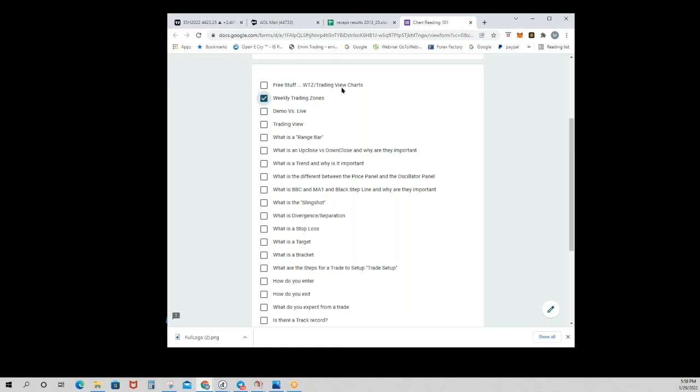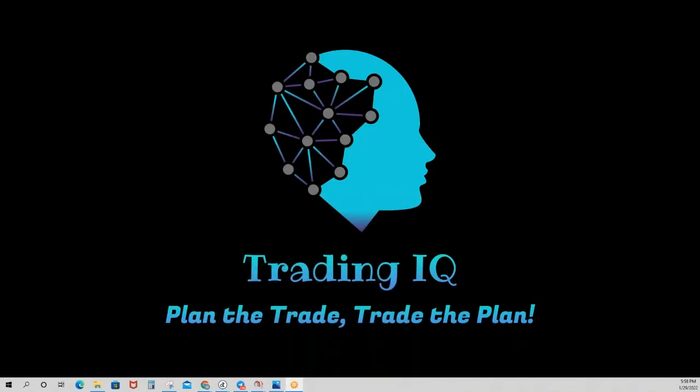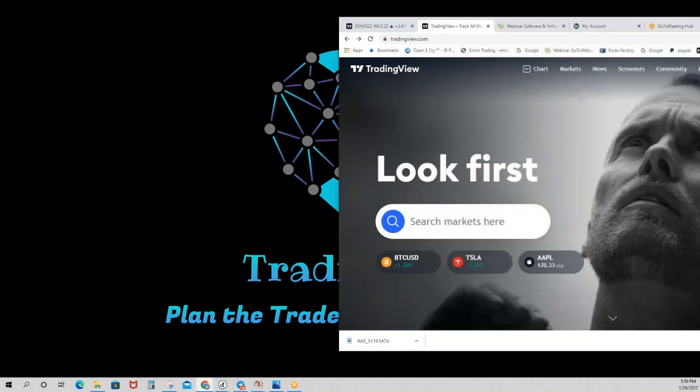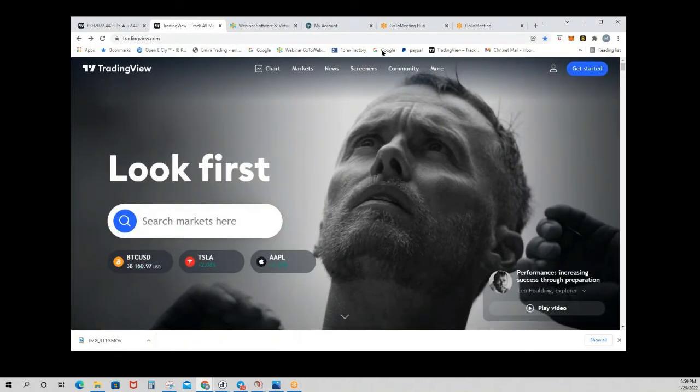TradingView charts. Now, this is something that is relatively new. I'm going to check that box right here. And all you have to do to get TradingView charts is simply go here to tradingview.com. When you get here, do not click get started. Go over here and click on chart.